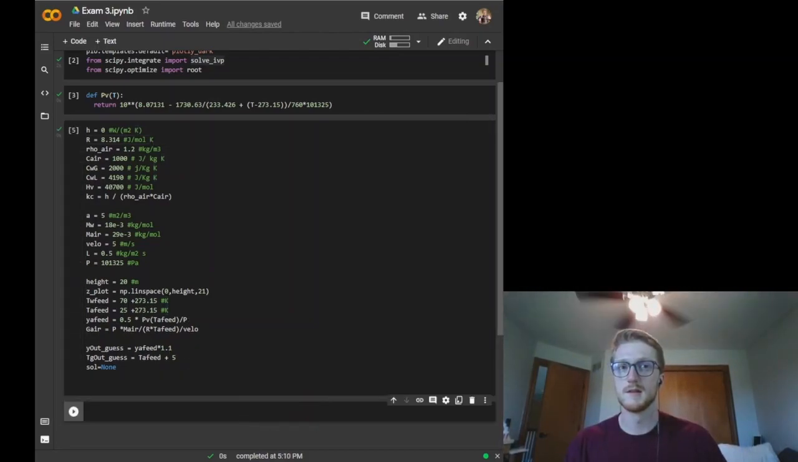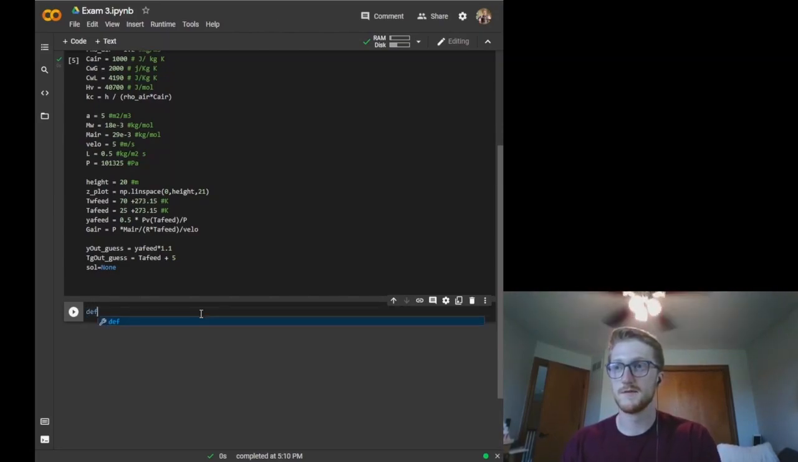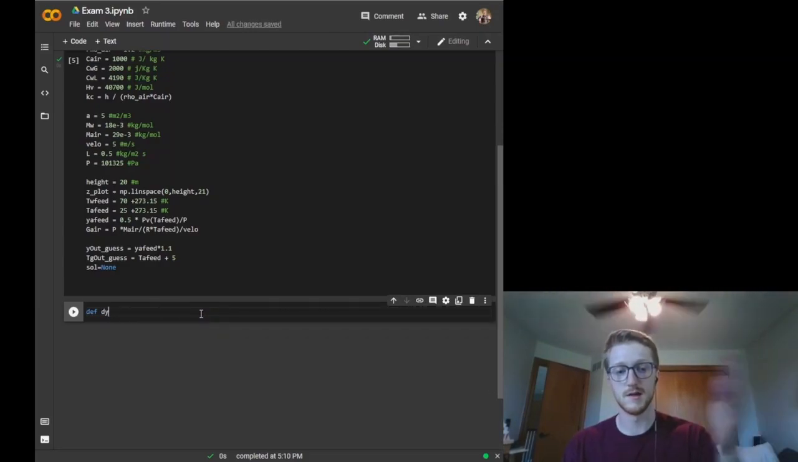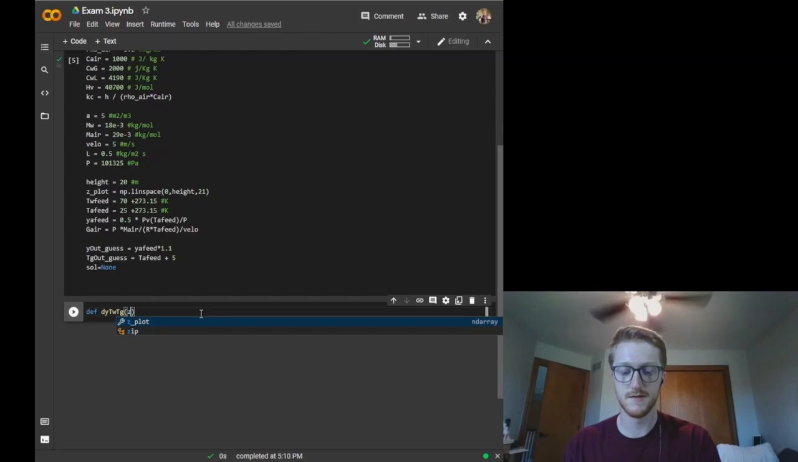And so now we can go and define our three differential equations that we defined before, so that we can then use an initial value problem solver to solve for it. So we can define the function, and we're going to use it to return all three of dy, the change in the mole fraction, Tw, the temperature of the water, and Tg, the temperature of the gas. So we will just call that dy, Tw, Tg, and we want to input our z value and our variable, that doesn't matter, we'll call it v for variable.